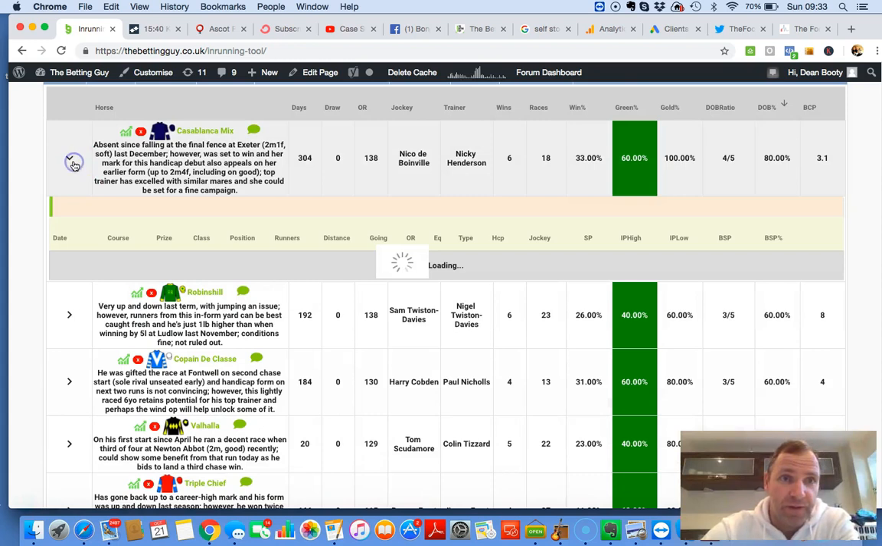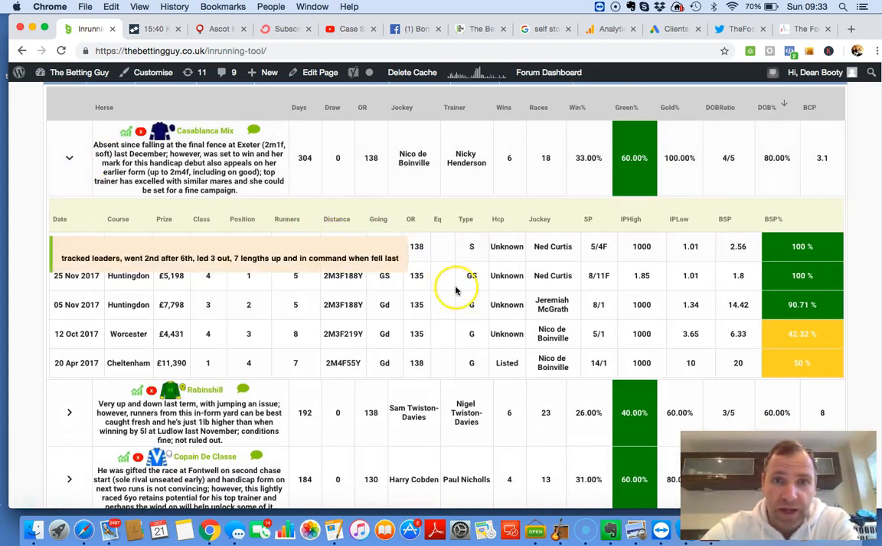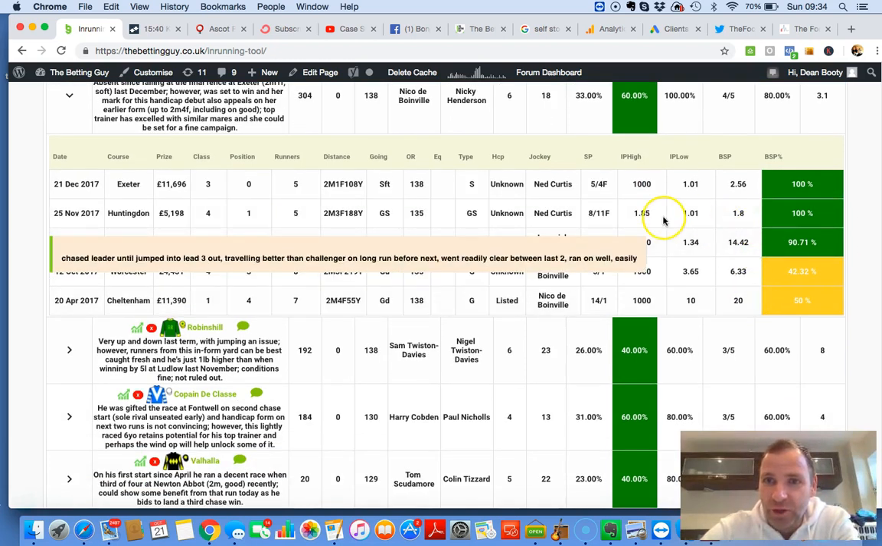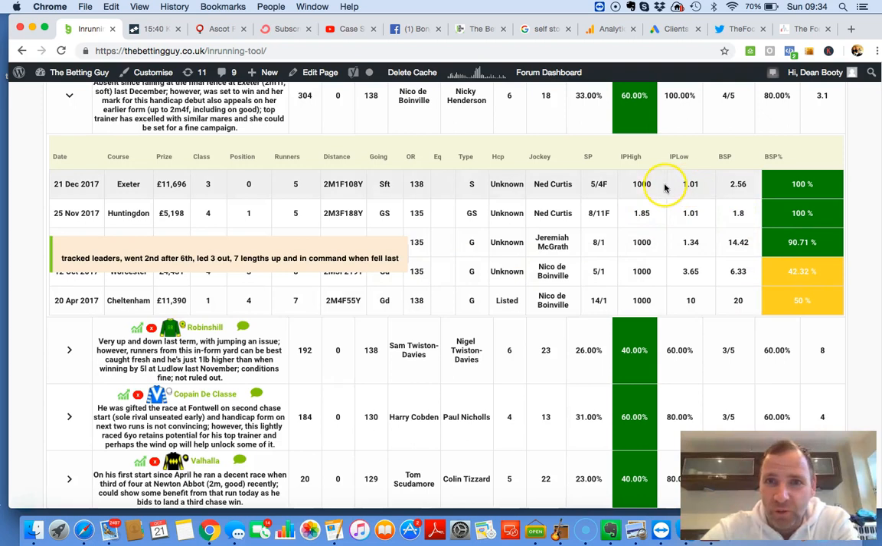At the click of a button, we can simply tab down and see straight away how the race is going to unfold, what the favourite is likely to do, because we can see it by the comments in running. I love the comments in running. It's okay having a speed mark, but what you want to see is what is going on. Track leaders went second. Travelling better than Challenger. I love information like that. And you can see here, it was 1.8, and only went up to 1.85. What happened here?